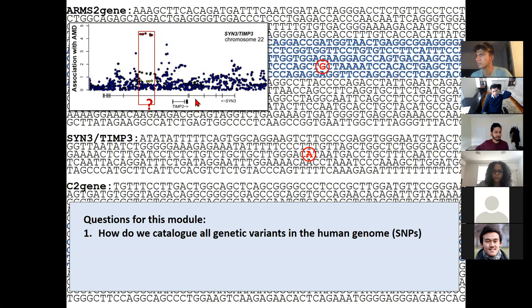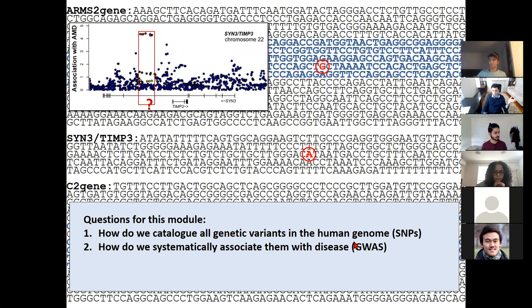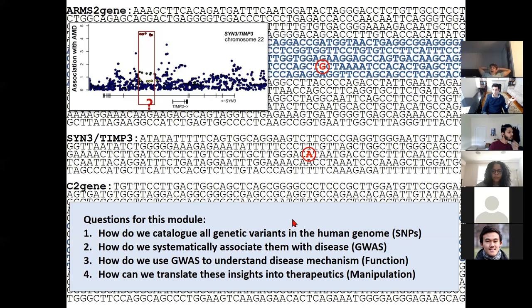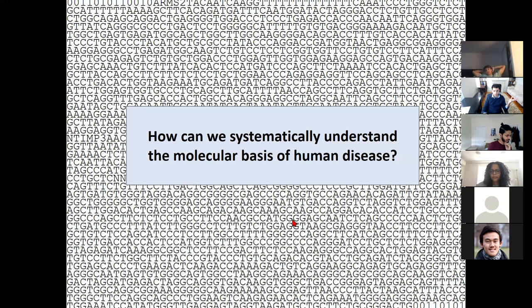So in the beginning of the module, we saw how we can catalog all genetic variants in the human genome, how we can catalog all SNPs, or single nucleotide polymorphisms, systematically. Today, we're going to look at how we systematically associate them with disease, how we use genome-wide association studies to understand disease mechanism and function, and lastly, how we translate these insights into therapeutics and manipulation. So how do we systematically understand the molecular basis of human disease? That's the goal for today.